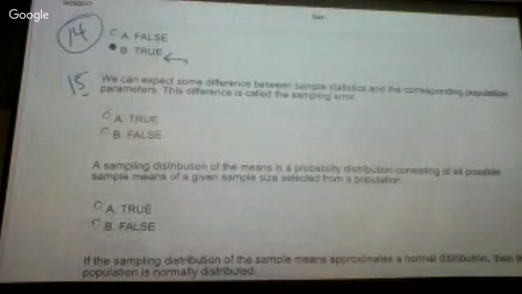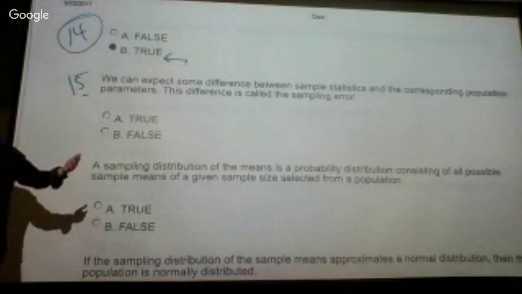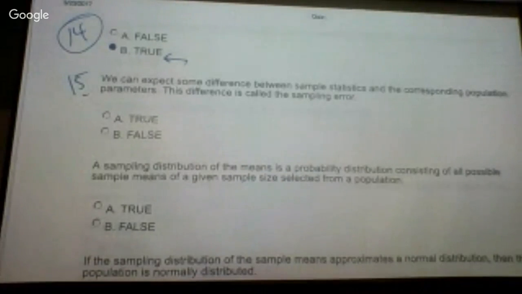Cool? Cool. 15. We can expect some difference between sample statistics and population parameters. And the difference between the sample statistic and the population parameter is called sampling error. True, right on. That's x bar minus mu, or observed minus expected. 15 is true, 15 down. We're making moves.